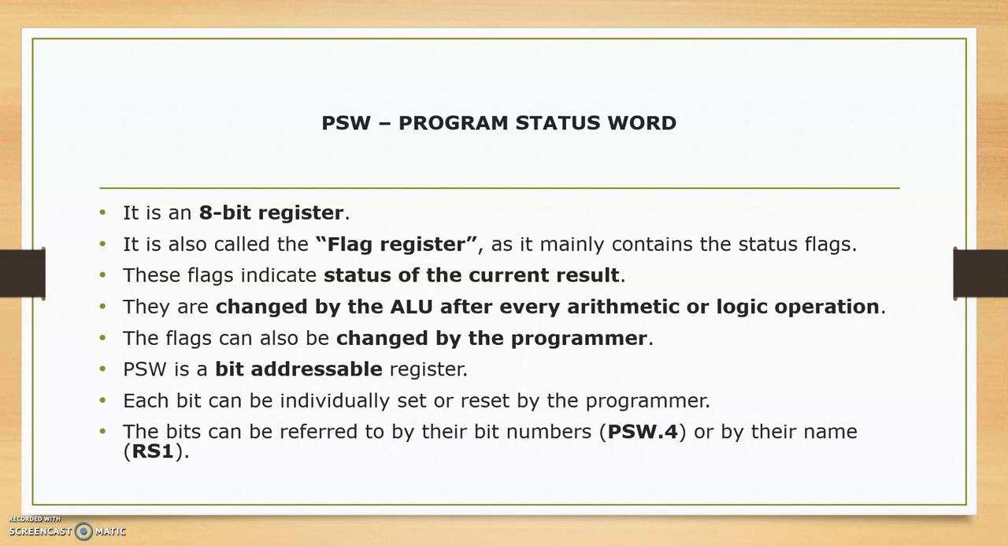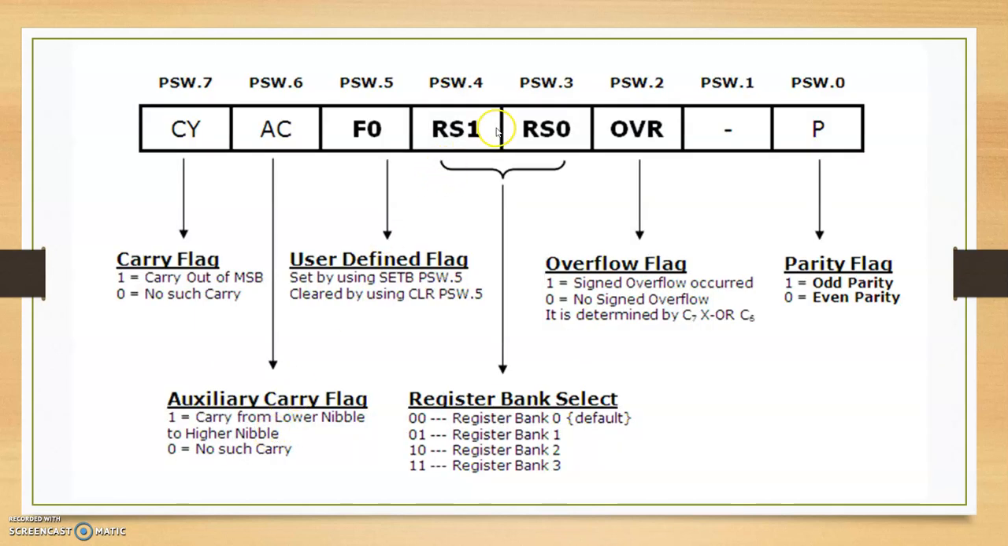The bits can be referred to by the bit number, for example PSW.4, or by their name. PSW.4 is this bit. If you want to set RS1, we can write SETB PSW.4, that will set the RS1 flag, or you can represent it by the name of the flag, that is SETB RS1. With the CLR instruction we can reset the particular bit.